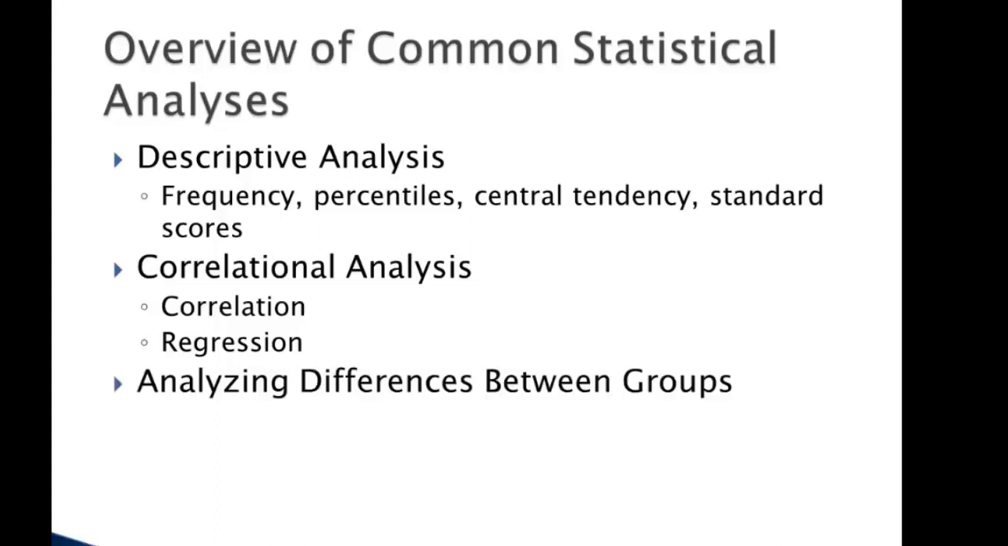Now the next set has to do with analyzing differences between groups. And the first and the simplest are the t-tests. So t-tests are used when we have two groups, for example males and females, or two sets of data, a pre-test and a post-test, and we want to compare the mean score on some continuous or numeric outcome variable.